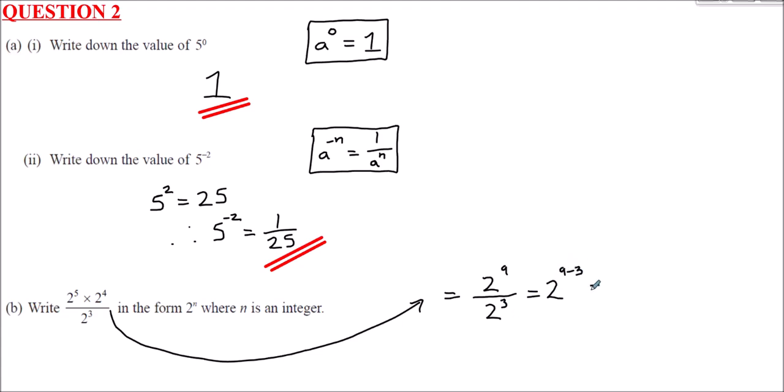But of course, 9 take away 3 is 6. So answering the question, where we leave it as a power of 2, so it's 2 to the power n. In our case, the n is 6. As a simplified power of 2, this just becomes 2 to the power of 6.